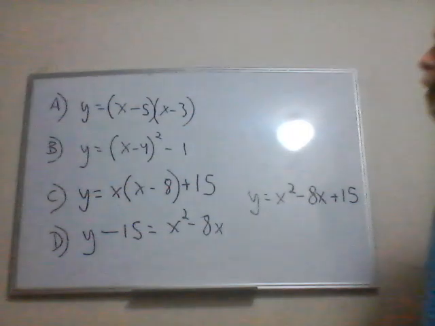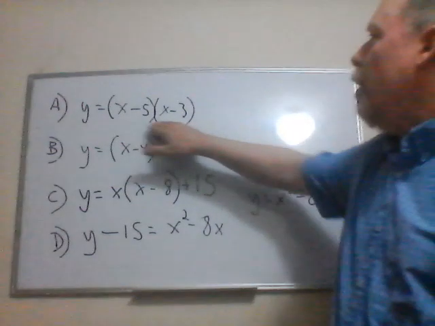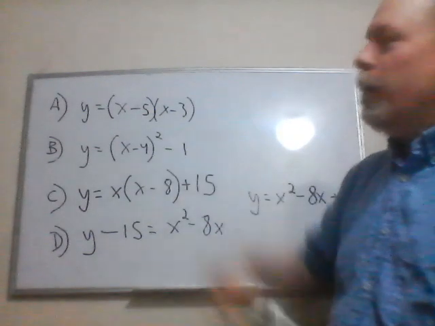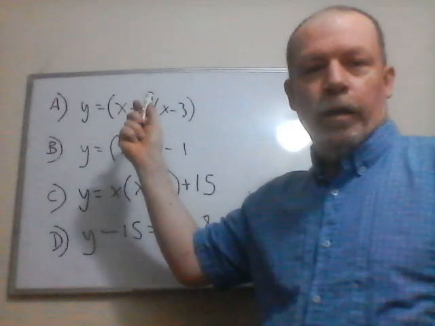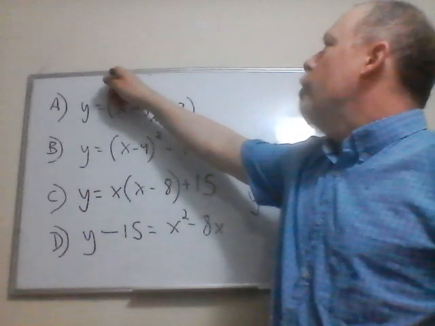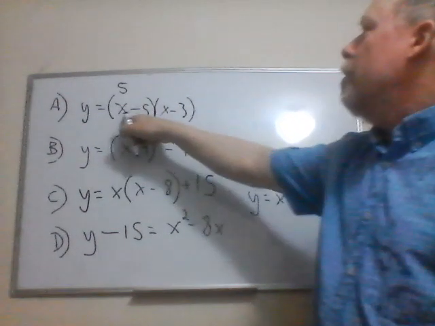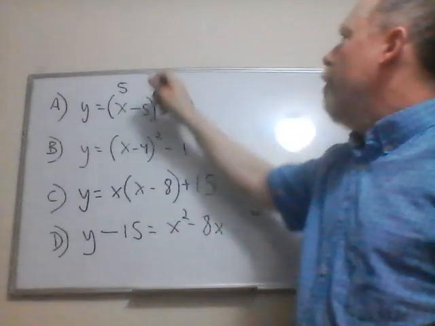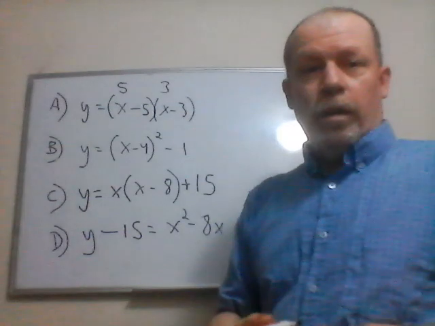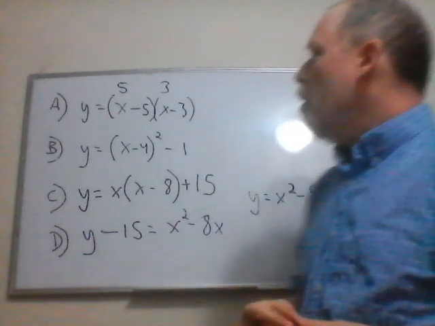What you are looking for is an x value and a y value, and they've already told you what the intercept points are with this version of the formula. If you plug in a 5, this is going to zero that out, and you're going to get a 0. If you plug in a 3, this is going to zero that out, and you're going to get a 0. Those are your intercept points, a 5 and a 3.